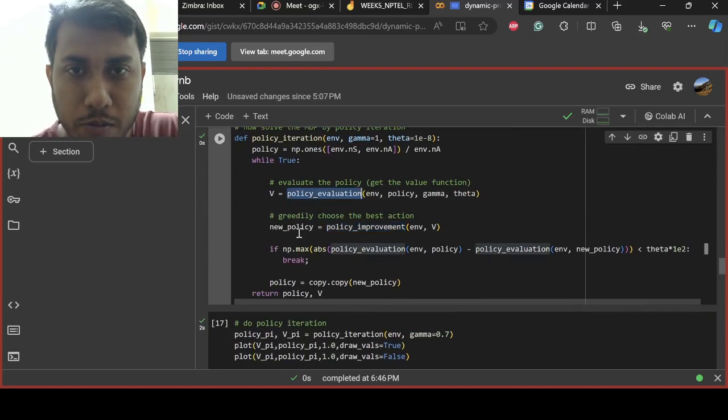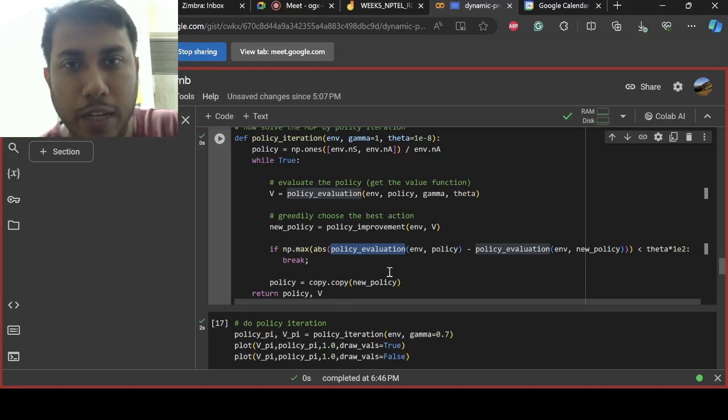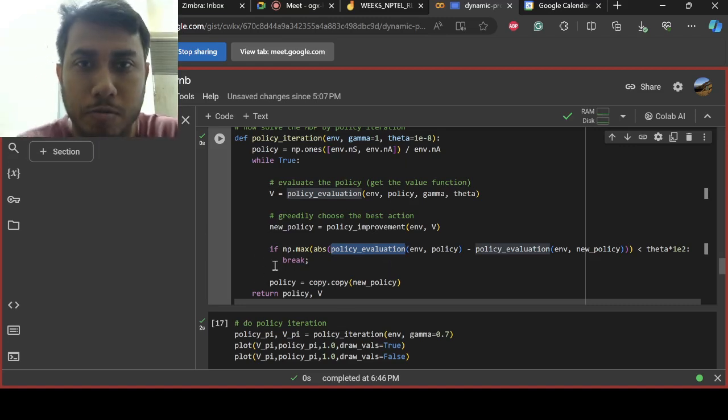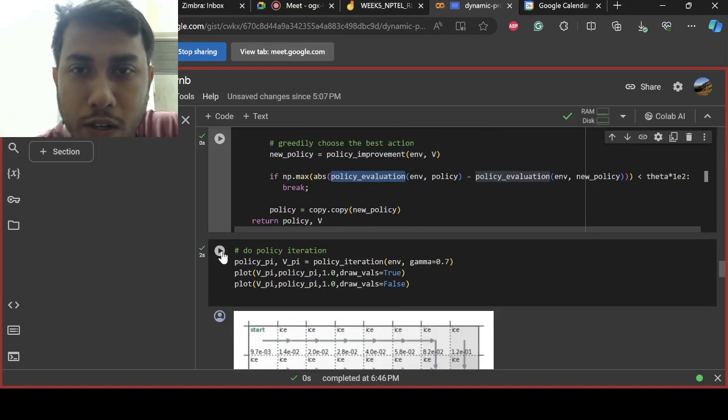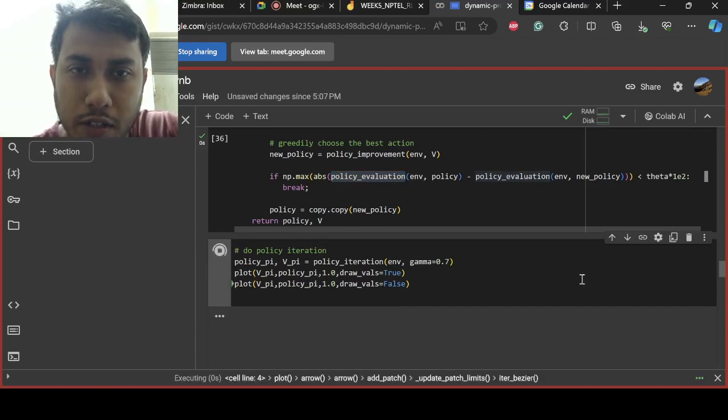You see, policy improvement, policy evaluation, policy improvement. We evaluate from the previous policy and the new policy. If it is less than theta, then break that, done, we are done. Else copy the new policy and then again continue. Okay, now we try to run it.